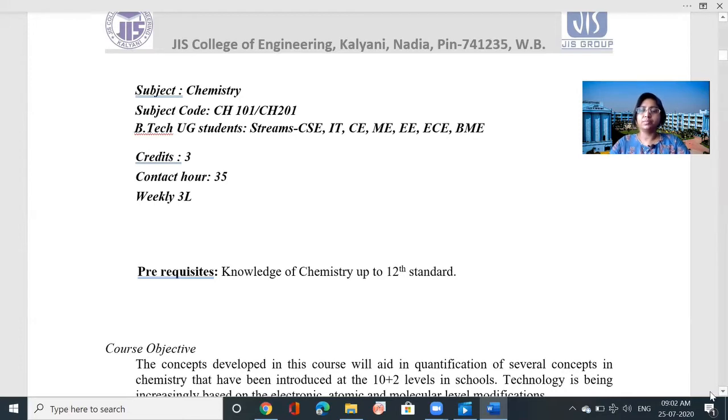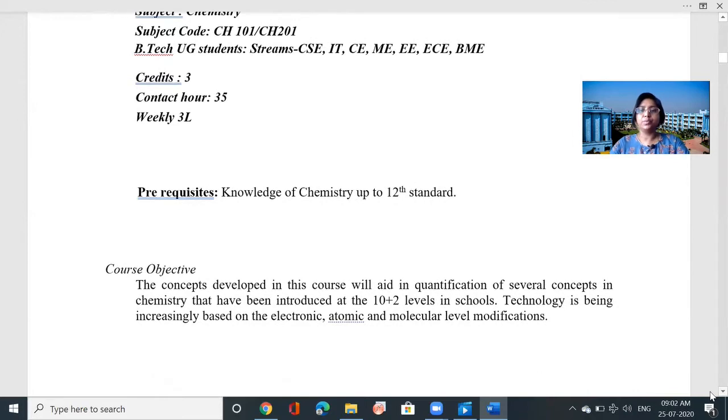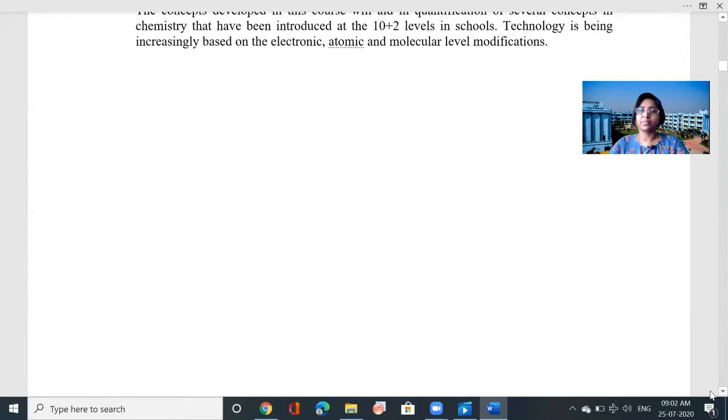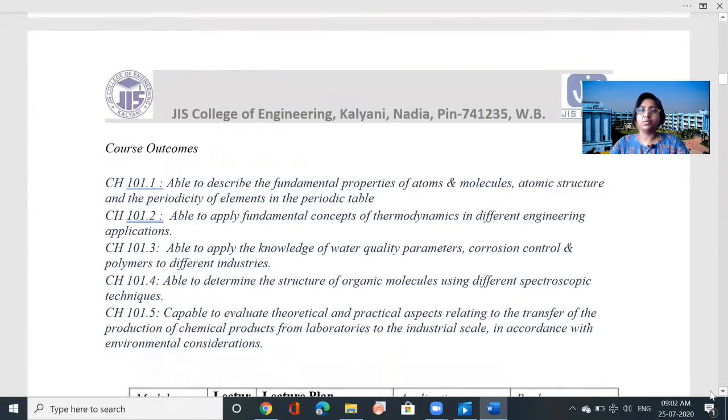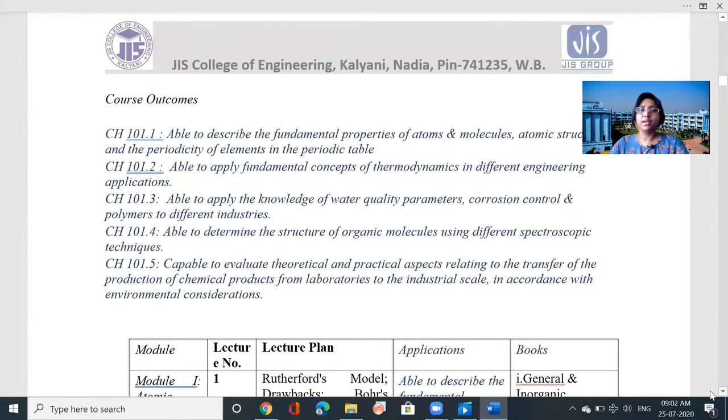The course objective: the students will learn the several concepts of chemistry. About the outcome: students will be able to apply their knowledge for the identification or the determination of the structure of organic molecules using different spectroscopic techniques.